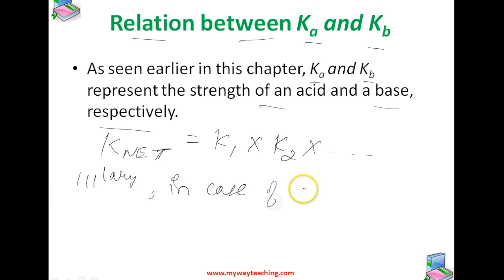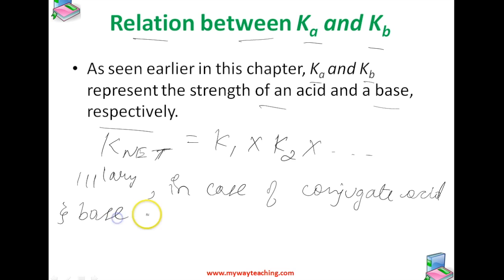Similarly, in the case of a conjugate acid and base pair, Ka into Kb is equal to Kw. Knowing one, the other can be obtained. It should be noted that a strong acid will have a weak conjugate base and vice versa.